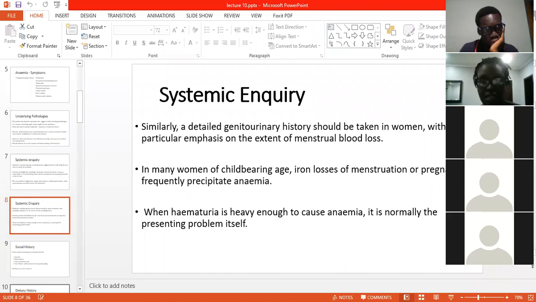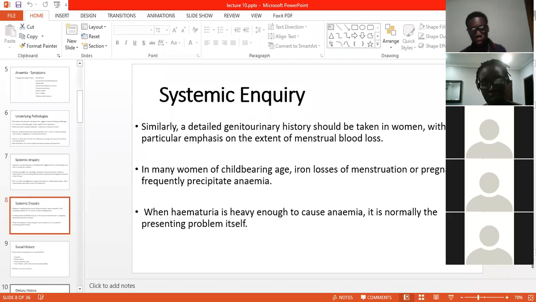Okay, so further in the systemic inquiry, for a woman of childbearing age, you need to go into detail about their menstrual blood loss. So how long does the menses last for? How many pads does she change? Has there been a change in the volume of blood loss? As again, that is indicated by how many pads they use. Has there been a recent change? Do they feel dizzy during their menses? Is there any change in the pattern or in the length of the bleeding? All these are very important.